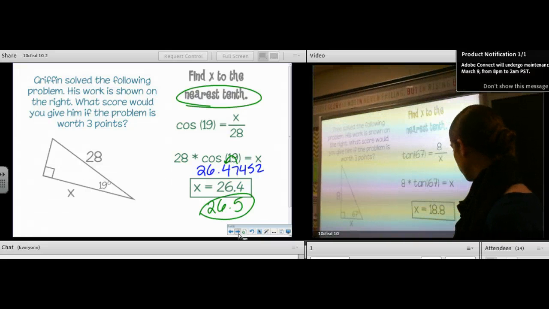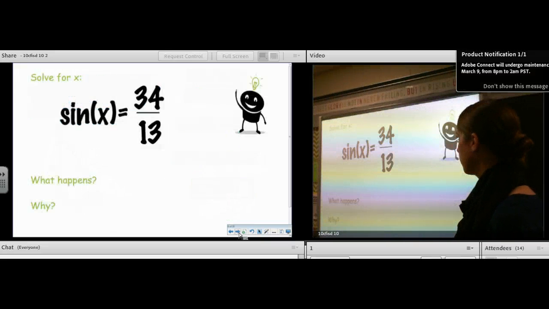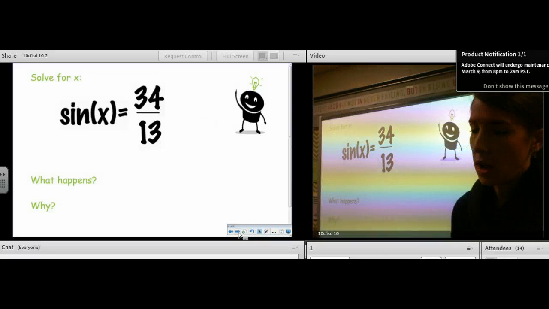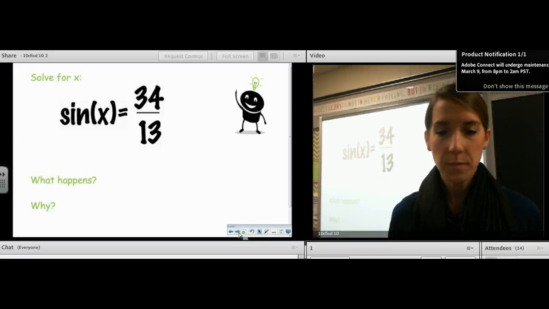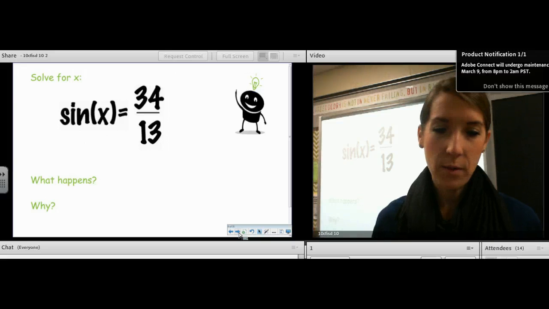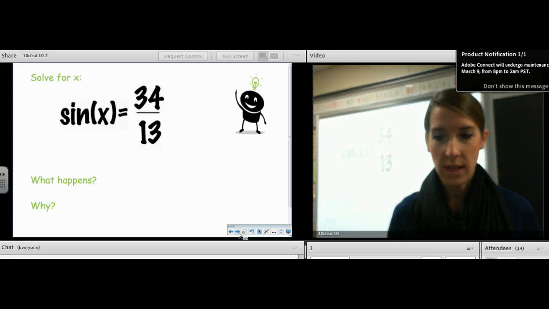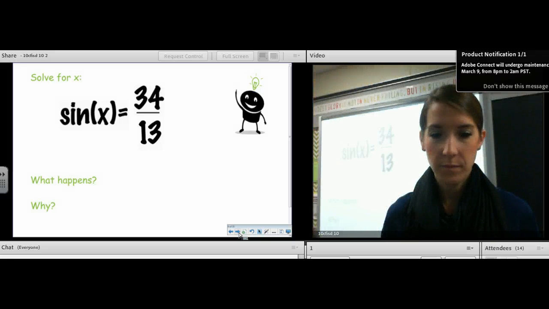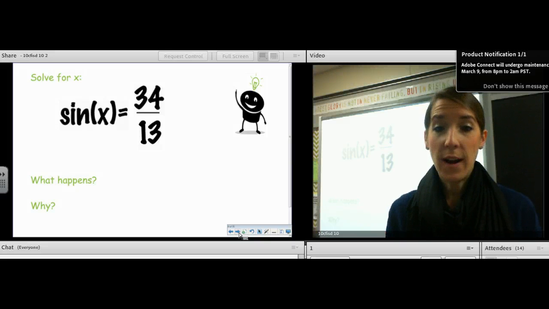All right, let's skip that one. Let's do this. Let's talk about this one. Solve for x. We'll go over it right before the quiz, Jenny. We'll go over rounding rules again just to make sure. So solve for x. Do it.